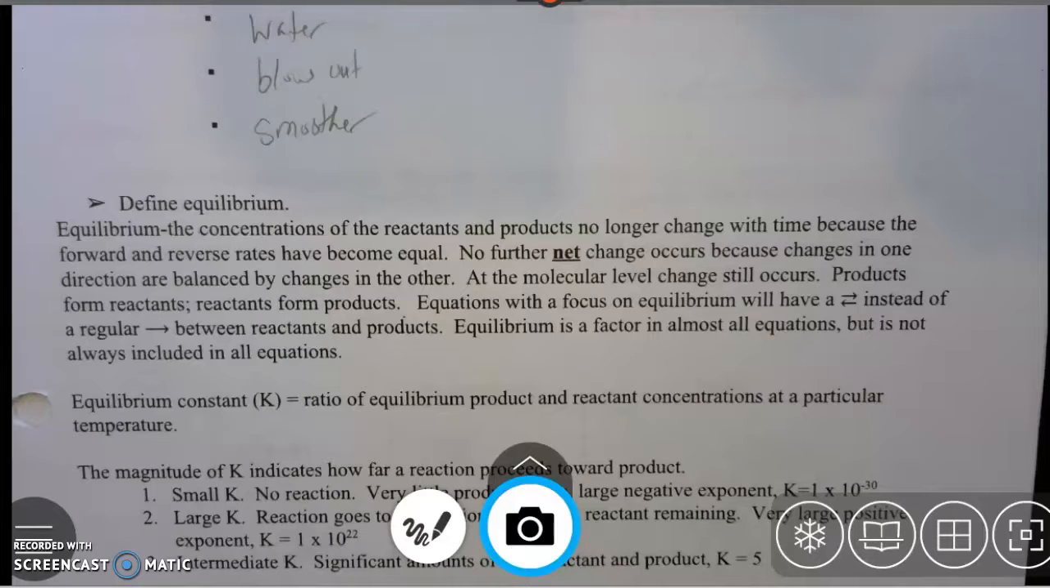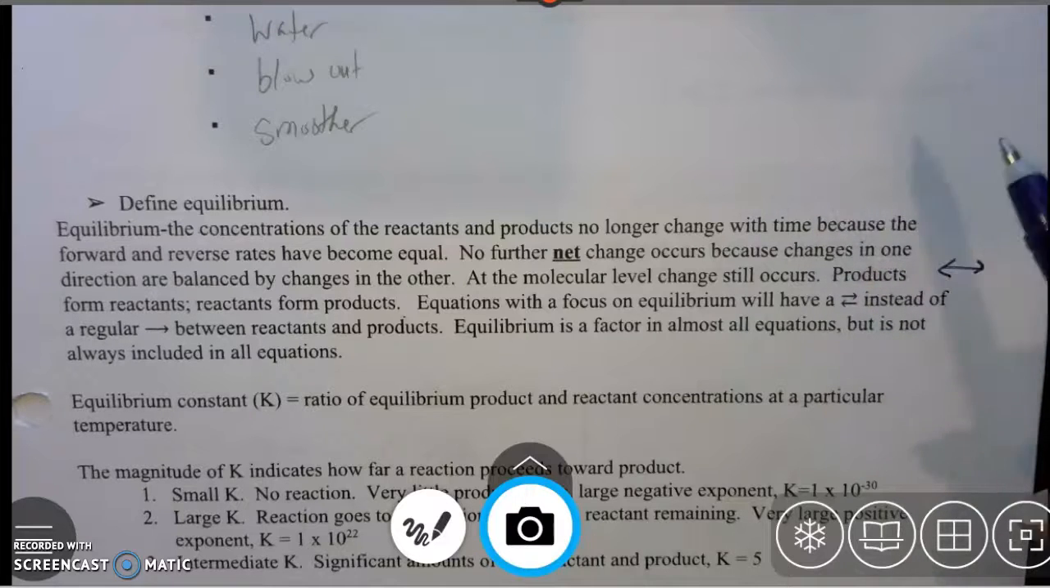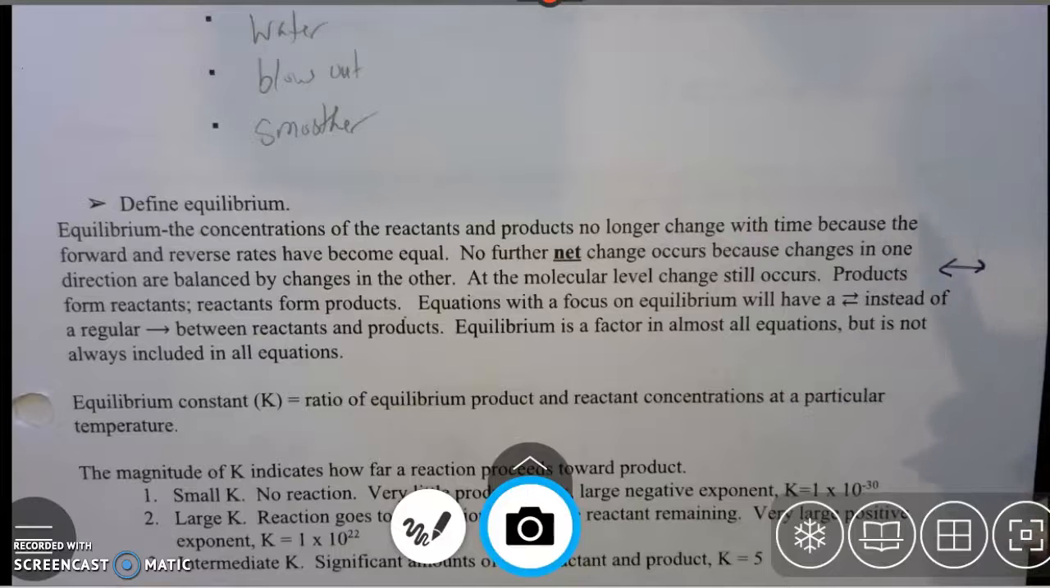And equations that have an equilibrium will usually have a double arrow instead of a regular arrow. You may also see this type of arrow where it's a double-headed arrow. So there's always some type of equilibrium, but it's usually not included in equations that go mostly to completion. So we're going to look eventually at this mathematically with an equilibrium constant K. Notice the big difference between the last K we had. It's a capital K versus a lowercase k for kinetics. So that's problematic as well, but it's the ratio of the equilibrium product and reactant concentrations at a particular temperature.